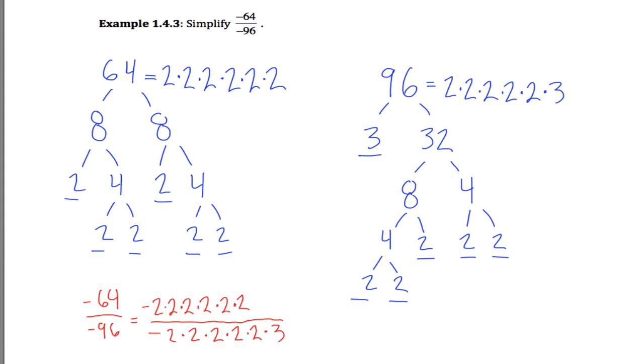And now we can go through the kind of satisfying step of canceling stuff out. We have this 2 and this 2, this 2 and this 2, this 2 and this 2, this 2 and this 2, this 2 and this 2. All we're left with is negative 2 divided by negative 3.